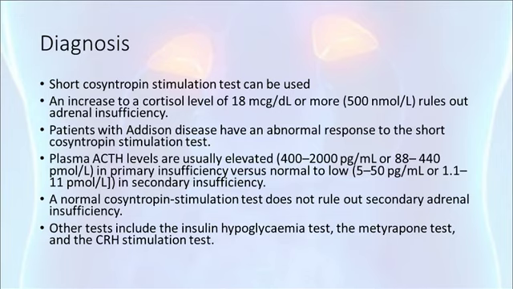Patients with Addison's disease have abnormal responses to short-term ACTH stimulation tests. The plasma ACTH level, right, is usually elevated anywhere between 400 to 2000 picograms per mL, or 80 to 440 picomoles per liter in primary adrenal insufficiency or Addison's disease, versus low to normal in secondary adrenal insufficiency. It's important to remember that a normal ACTH stimulation test or cosyntropin stimulation test does not rule out secondary adrenal insufficiency. Other tests may include the insulin hypoglycemia test, the metyrapone test, and the corticotropin releasing hormone stimulation test.